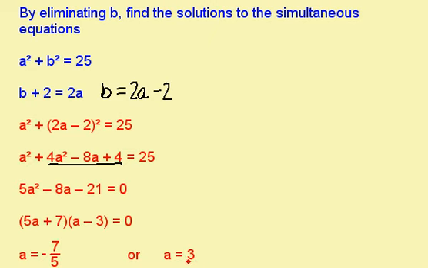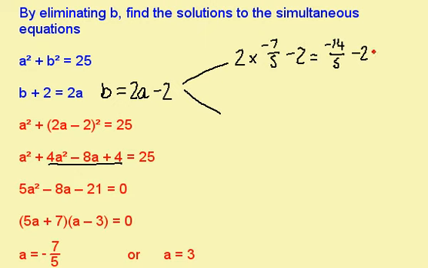A lot of people would stop here. If you have stopped here, you've forgotten to work out what b is. You need to use these a values and this equation. So, I have two options. If a is minus 7 over 5, b is 2 times minus 7 over 5 minus 2. This gives me minus 14 over 5 minus 2, which is minus 24 over 5. If a is 3, b is 2 times 3 minus 2, which is 6 minus 2, giving me 4.